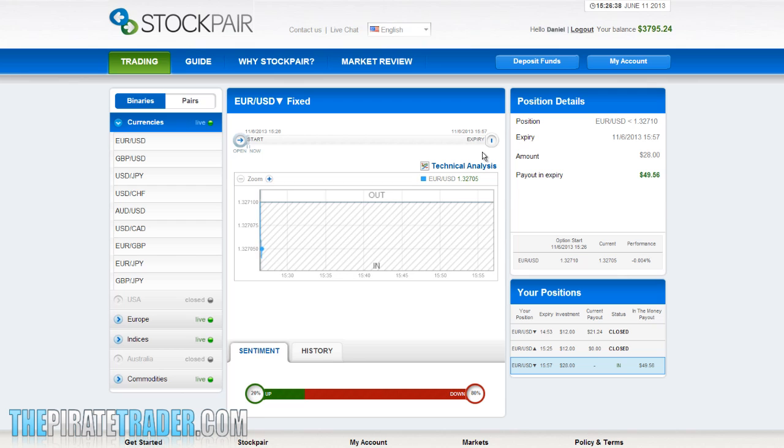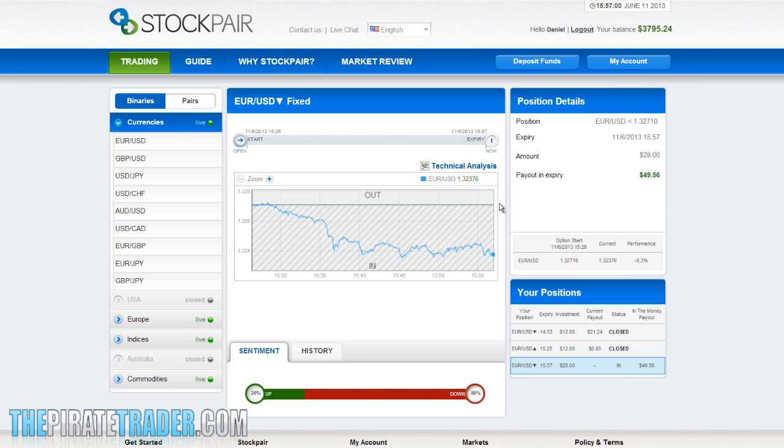Welcome back. The trade we submitted earlier is now going to expire, and it looks like it's going to be a winning trade.